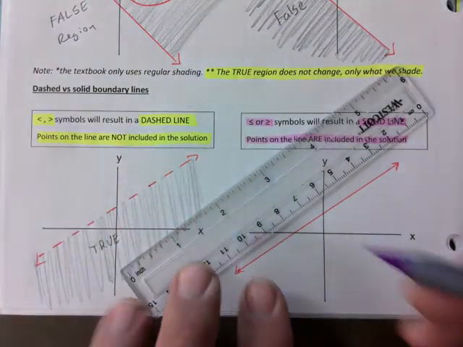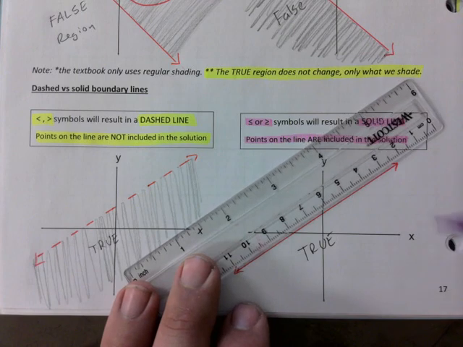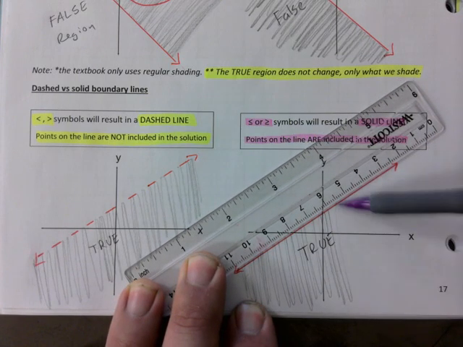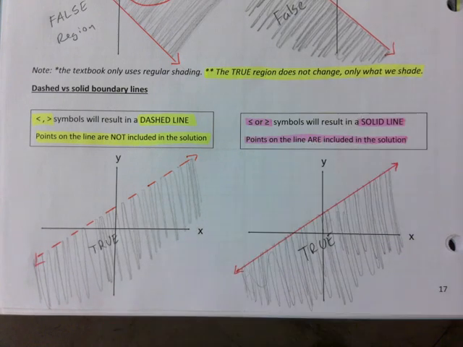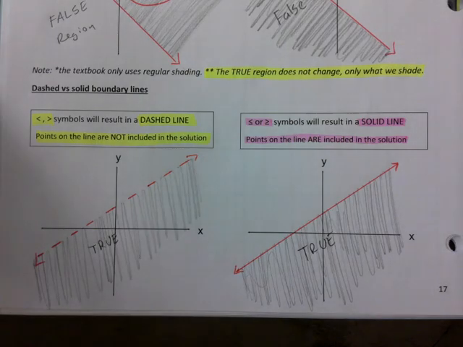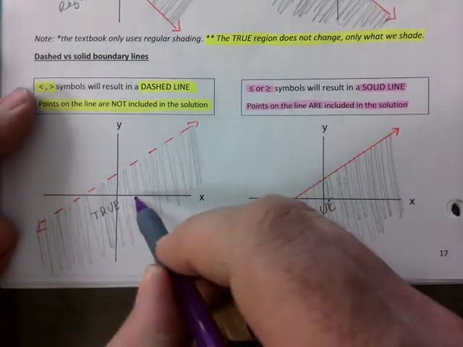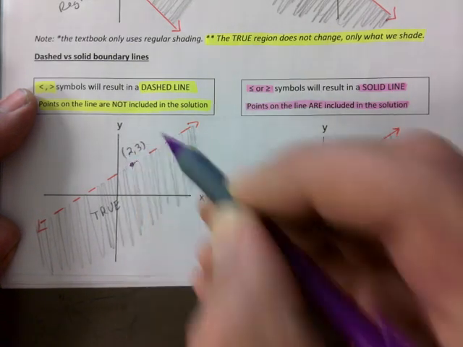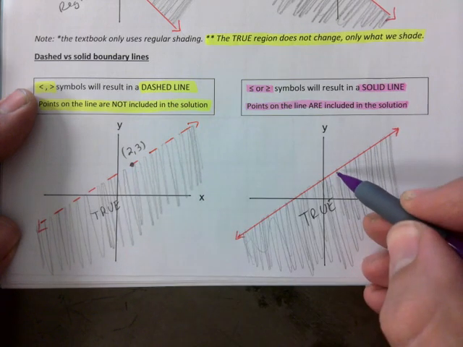And then on this, we're doing the same thing. True is here. I'm going to shade underneath here as well. So I'm just going to give you a scenario. Let's say this point right here is 2, 3. Label it like that. And that exact same point is going to also appear over here.